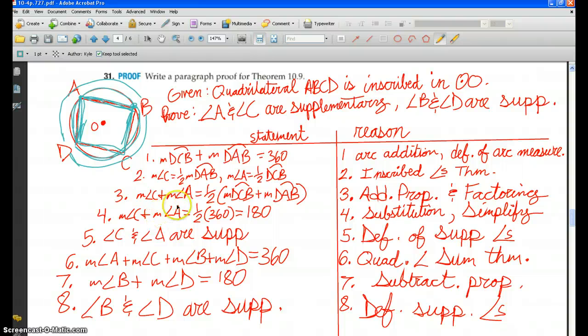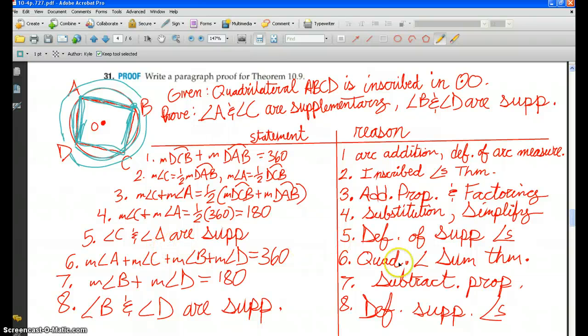From there I can substitute. What can I substitute for DCB plus DAB? Back in the first step, that's the entire circle, so that's 360. So substitute in 360 in place of this, and take half of it, which is 180. So I simplified it to get 180. Since I just stated that C plus A is 180, I can say that C and A are supplementary angles by the definition of supplementary angles. Angles that add up to 180.